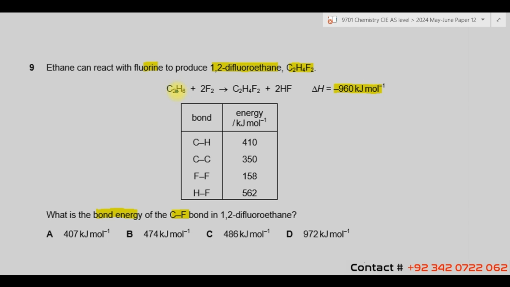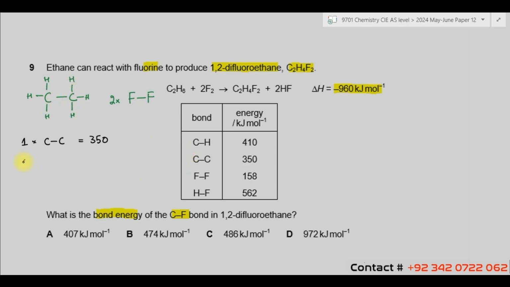Let's draw the structures first. So we have C2H6. There are 2 carbons, 6 hydrogen atoms. And we have F2. F2 means fluorine is bonded to another fluorine, and we have 2 moles. Alright, let's look into the number of bonds and put in values. So 1 carbon-carbon bond is present. 1 into CC. CC is 350, so 1 into 350 is 350. 6 carbon-hydrogen bonds are present.